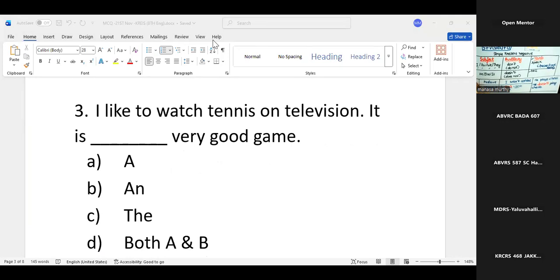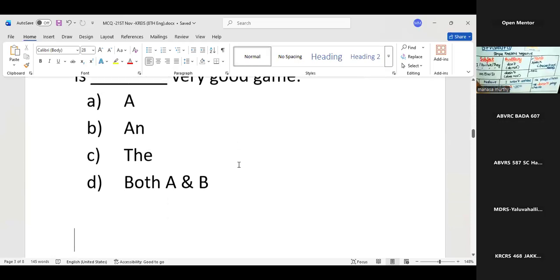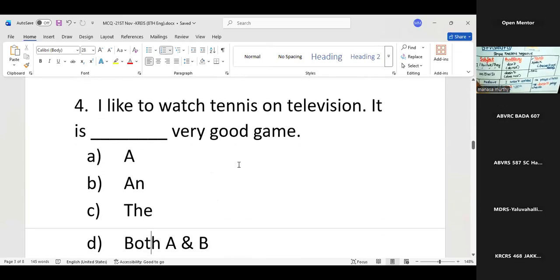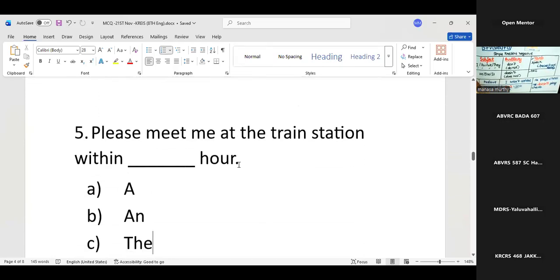I like to watch tennis on television. It is a very good game, a very good game. Good. Most of the centers have chosen it right. I'm sorry, the question has been repeated.